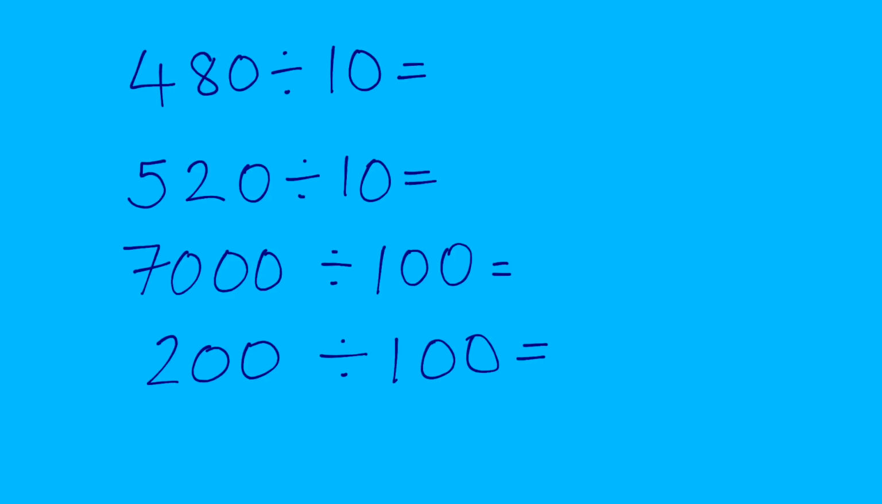How did you do? Right, let's look at the answers. So 480 divided by 10 is 48. 520 divided by 10 is 52. 7,000 divided by 100 is 70. And 200 divided by 100 is 2. Well done. You're now ready to move on to the next video, which is dividing by 10 and 100, but using decimal numbers.